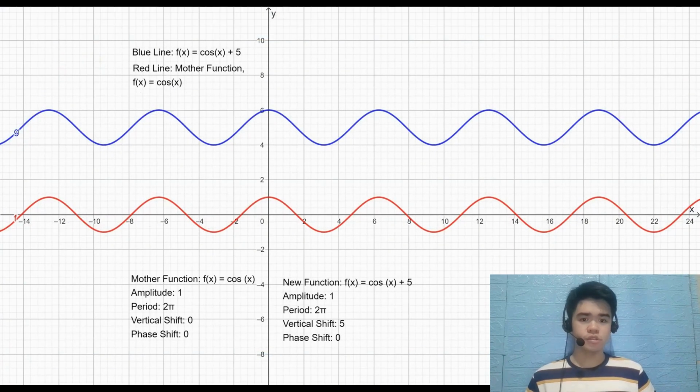In conclusion, the change in the value of d determines the vertical shift of a graph. If the value of d is positive, the graph shifts up. If the value of d is negative, the graph shifts down. As for my example, the graph of the new function shifted 5 units up in comparison to the mother graph.